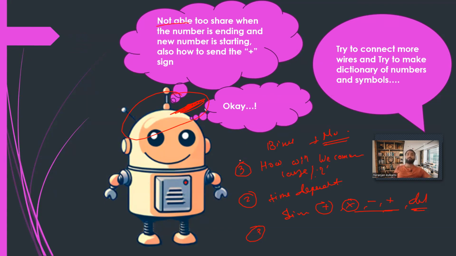Okay, so right now we have to solve this question. We just have to find answers to time dependency and sharing different types of signals to the computer apart from the numbers. To do so, let us try to understand what we can do. But how will we communicate symbols to the system?